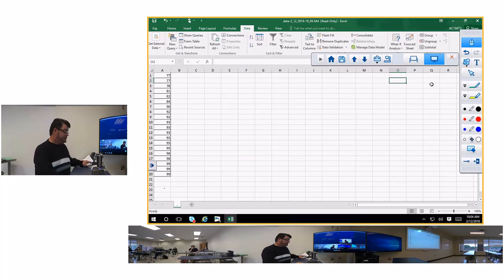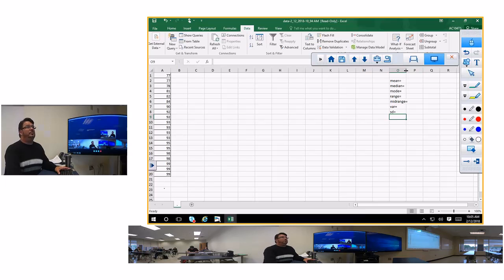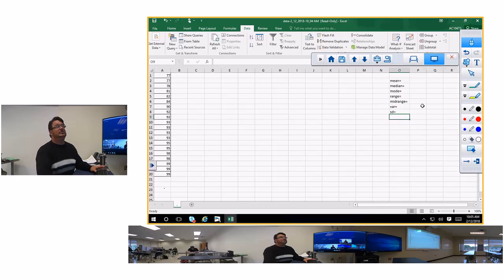We're going to go ahead and make this a good question. Mean, median, mode, range, mid-range, variance, and standard deviation. Again, if you do all this on every homework problem or every problem that you try, by the time you get to the test, you know how to do everything pretty much.